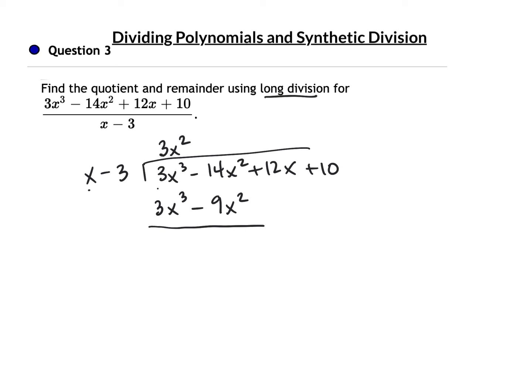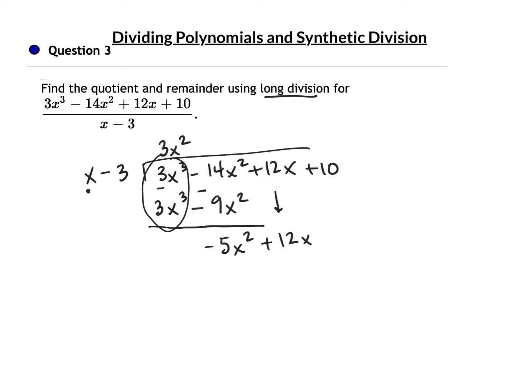Now I subtract. 3x cubed minus 3x cubed is 0. That's what has to happen. You must always get 0 right here. Negative 14x squared minus negative 9x squared is a double negative. It's plus. That's negative 5x squared. Very easy to make a sign error. Bring down that plus 12x.